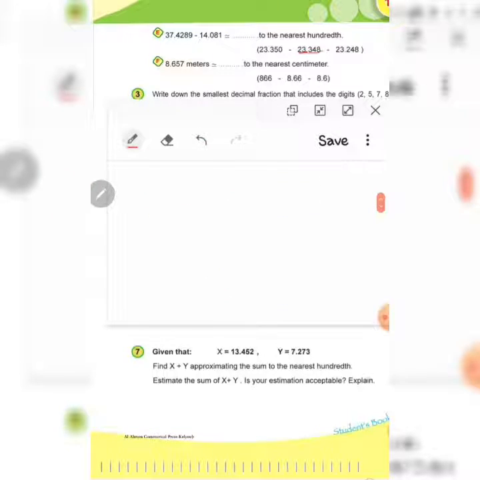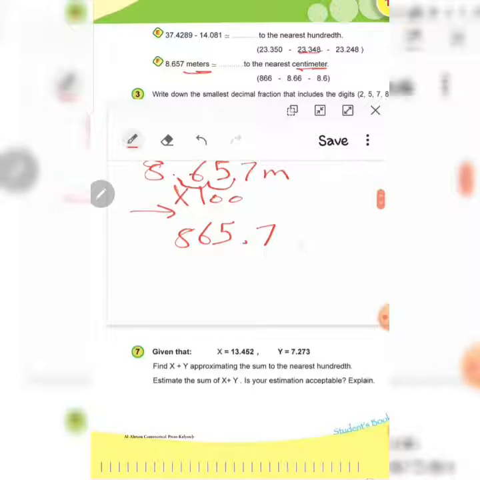8.657 meters to the nearest centimeter. If this is meter and this is centimeter, I must change meter to centimeter first and then approximate to the nearest unit. 8.657 meter to be centimeter, times 100. So I will move the point 2 times. 865.7 and approximating to the nearest unit is 5. 7 will give 5. It will be 6.